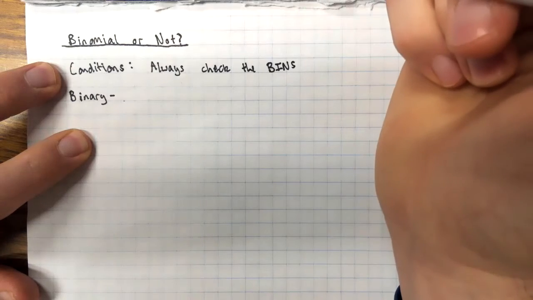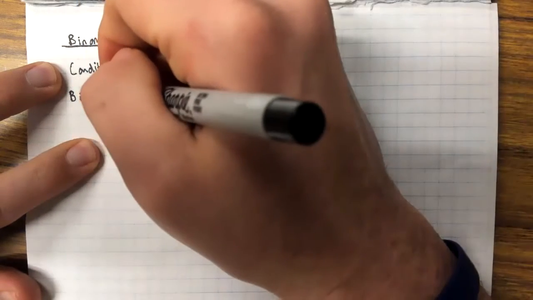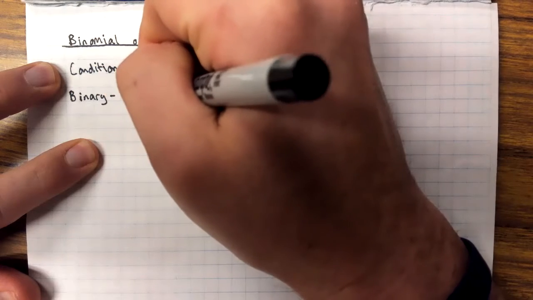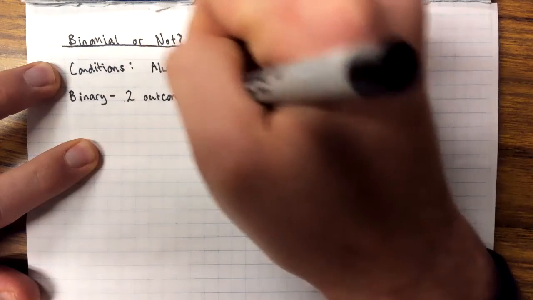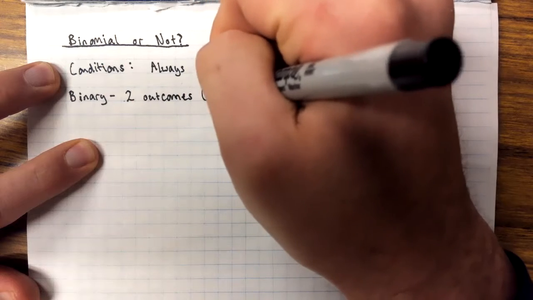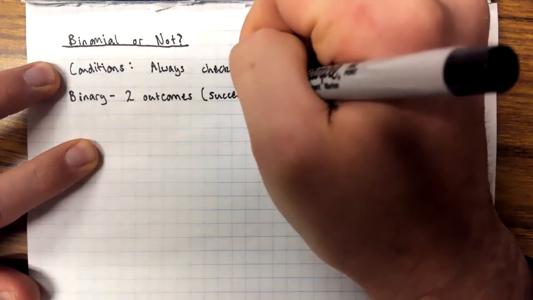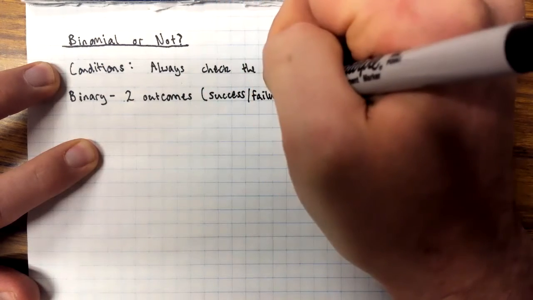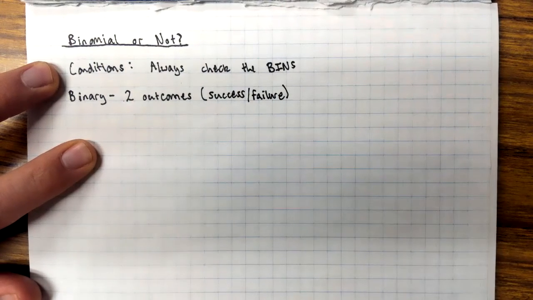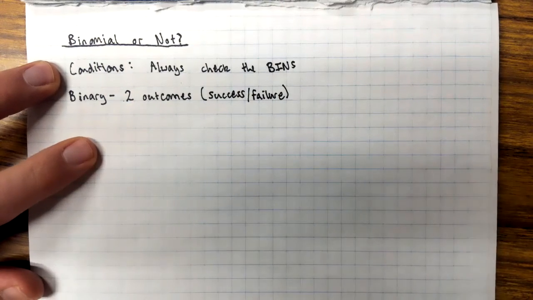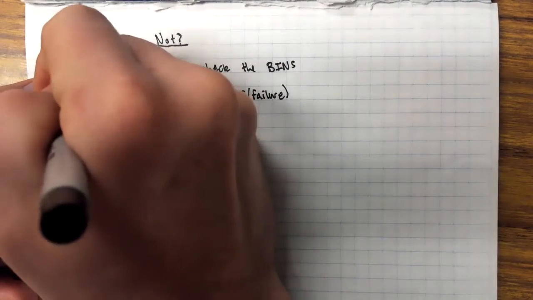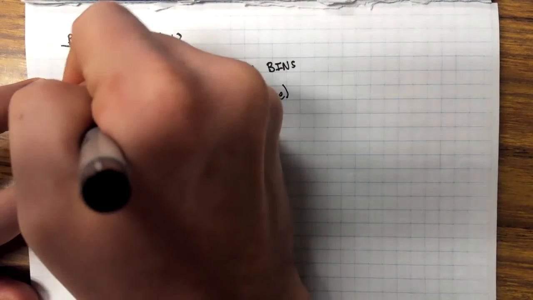In terms of binary for these variables, that just means you have exactly two outcomes only. And typically, these outcomes are labeled success or failure. You identify one outcome or one set of outcomes as success and the other outcomes as failure. Binary, only two options. The next thing is the I stands for independent.